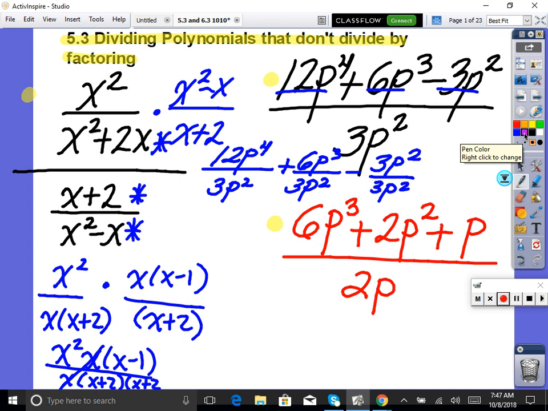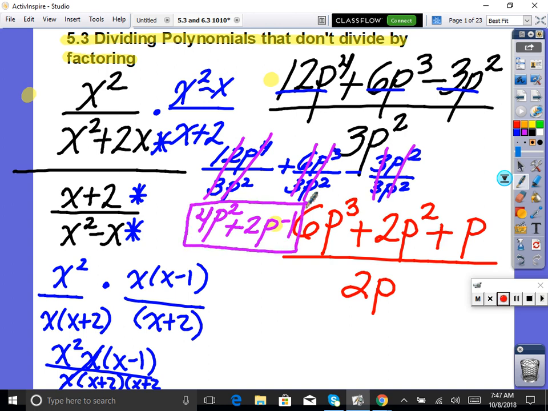Well, look why that's nice. If there's one term, that's nice, because look what this would simplify to be. 12 and 3 divide out to become a 4. P to the 4th and P squared divide out to become a P squared. Good. And then we have positive 2. Then we have a P. And then we have a minus 1. And now it just said simplify. It didn't say solve. So this would be our answer. Right?